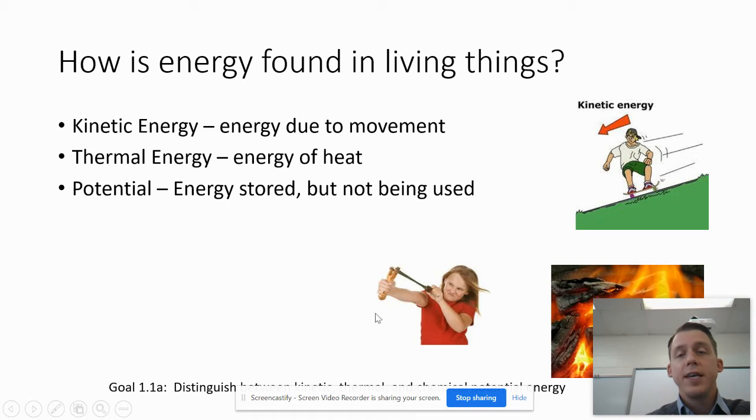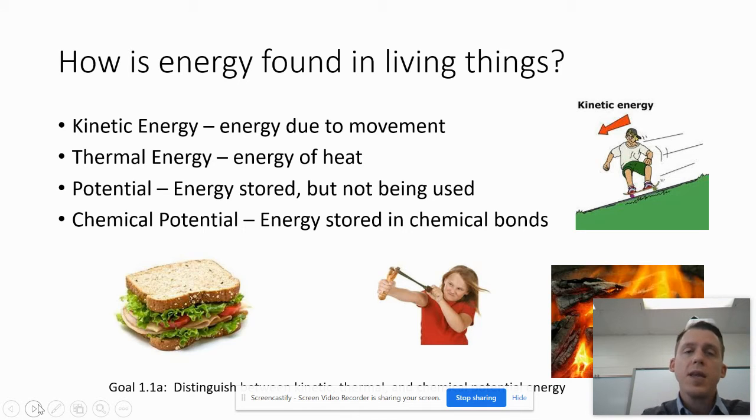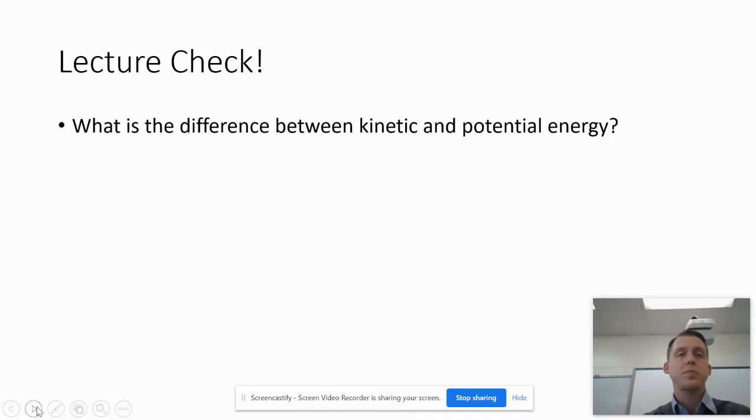You can see this kid here has pulled back the slingshot, but nothing is moving. So no energy is actually being used, but there's energy there that could be used. That's potential. And then we have chemical potential, a specific type of potential energy where the energy is stored not from pulling back a slingshot, but it is stored in the bonds that make up food, like the carbs that make up this bread and the fats that make up the meat. Those bonds are going to store energy that can be used later, and that's how we get energy.